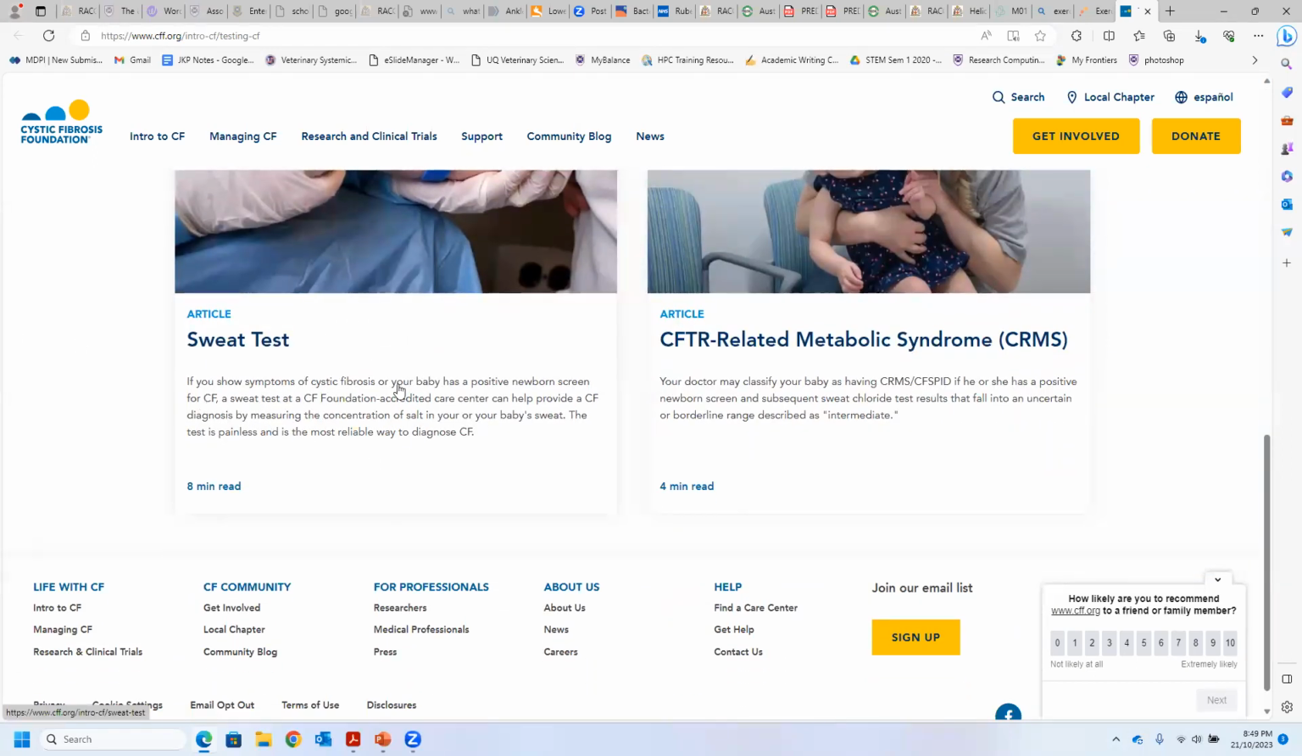If your baby shows symptoms of cystic fibrosis, or if the baby had a positive newborn screening test for cystic fibrosis, we do a cystic fibrosis sweat test, in which we test concentrations of chloride and sodium inside the baby's sweat to diagnose. Because in cystic fibrosis, there is a defect in chromosome 13, which basically affects the transport of chloride and sodium.